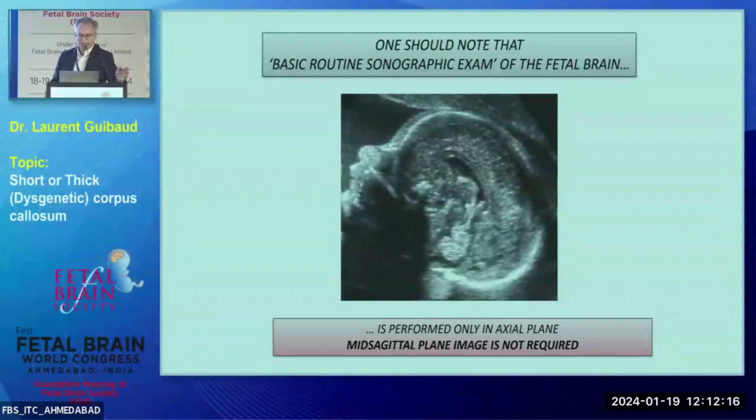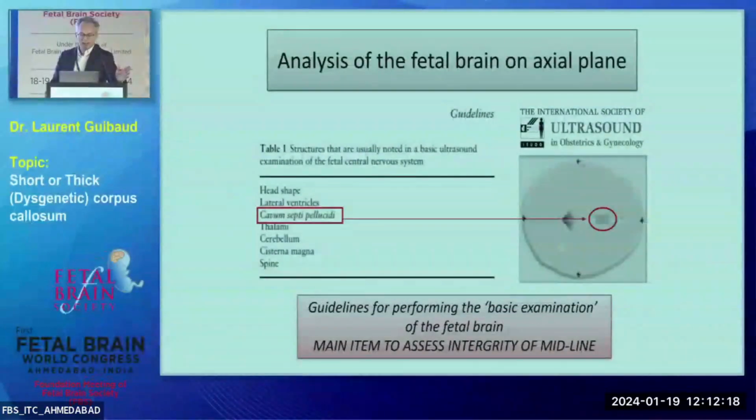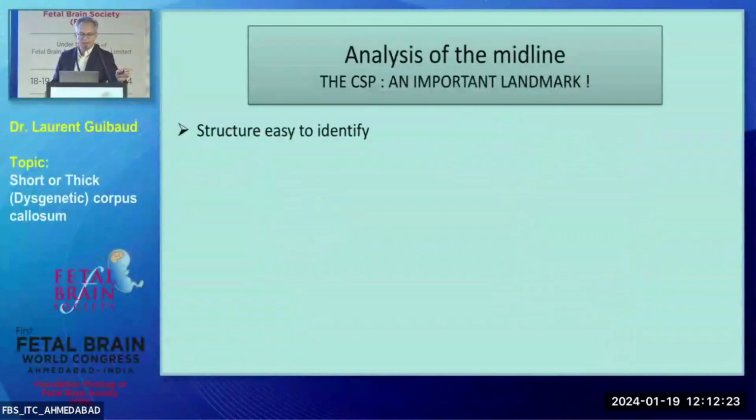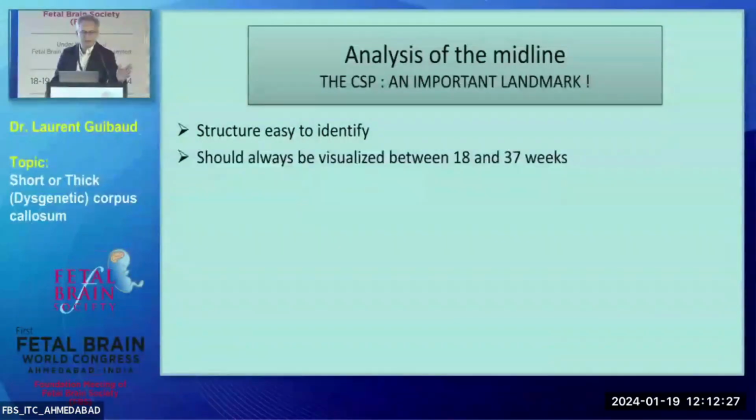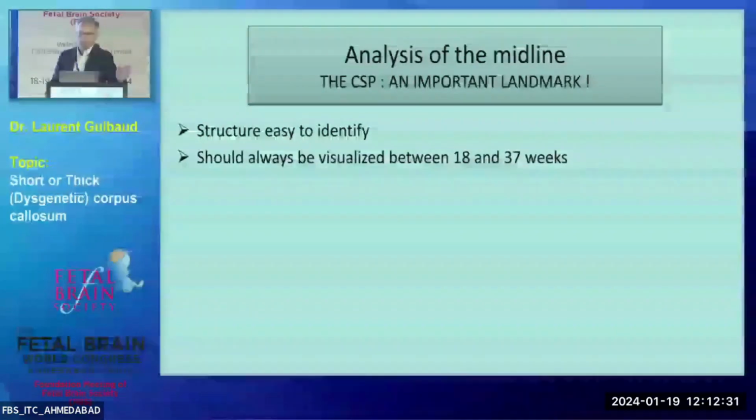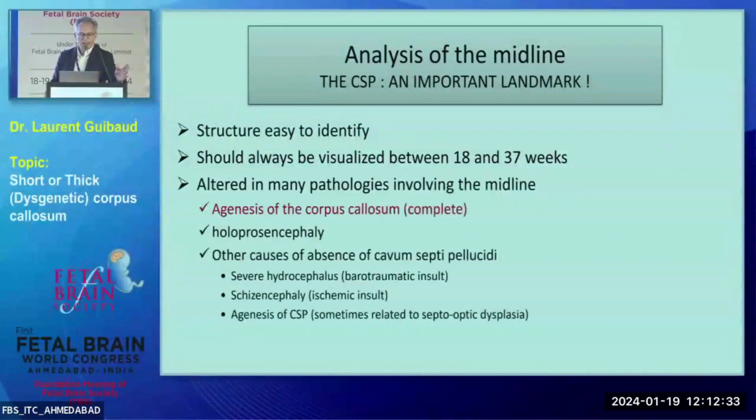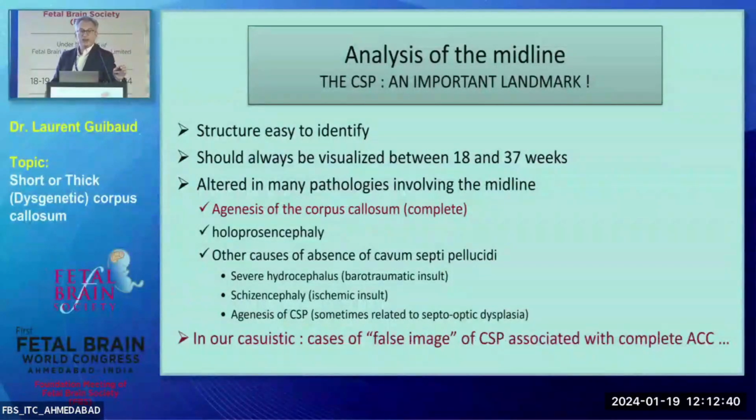In that case, the main item to assess the integrity of the midline is the cavum septum pellucidum, which is very easy to identify. It should be visualized, as was said yesterday, between 18 and 37 weeks. It's altered in many pathologies involving the midline. But in our casuistic, we saw some false images of CSP associated with complete agenesis of the corpus callosum.